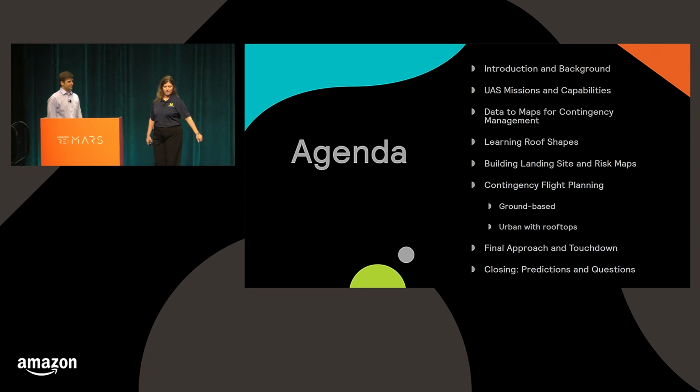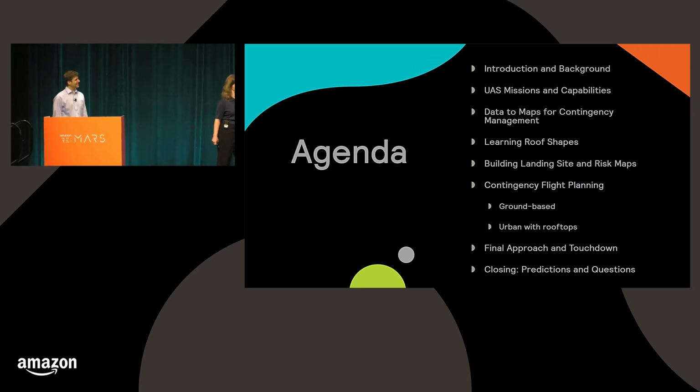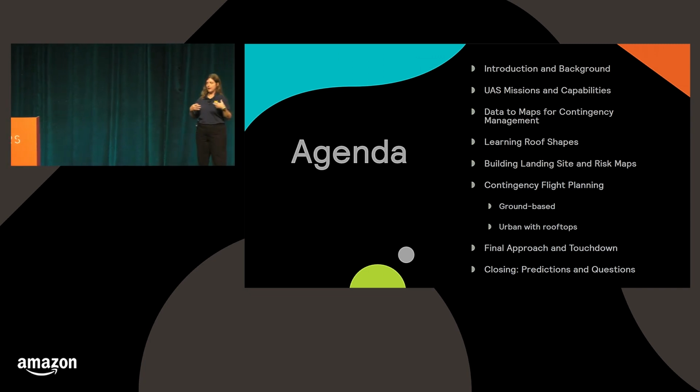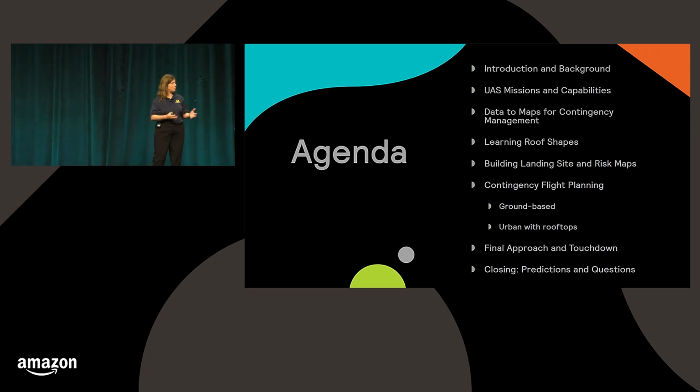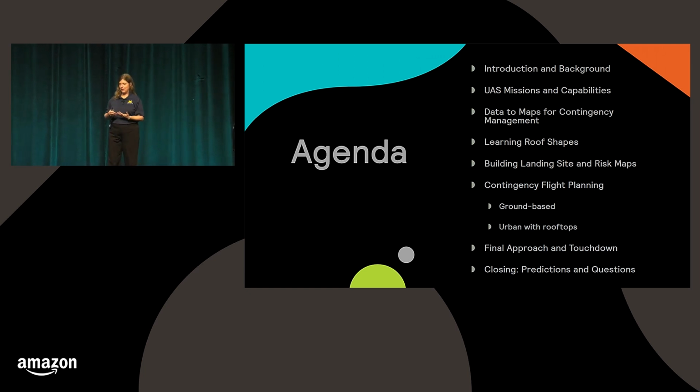So this is the agenda. It looks too much like a conference presentation, so I won't spend that much time on it, but I'm going to start the presentation by leading you through a background of what planes do, what UAS do, and then what is contingency management and how could we use that information to build better maps of landing sites than what we've had before.